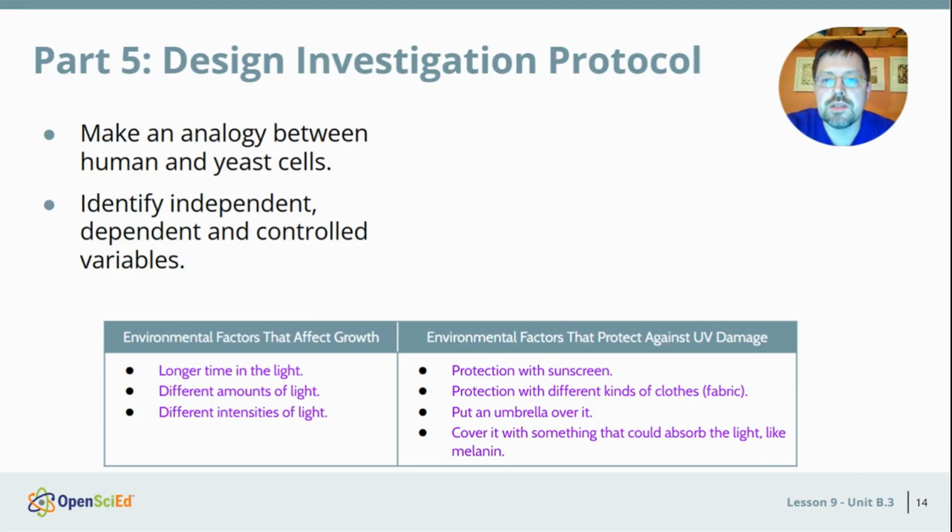In Part 5, students design their investigation with the yeast. We make an analogy between human cells and yeast cells. If the yeast cells die after UV exposure, that would be like someone getting skin cancer from UV exposure. Students identify which factors they want to test, like the amount of light exposure or environmental factors that might protect against UV damage. You can see examples of these variables in this table below, taken from the teacher's guide.